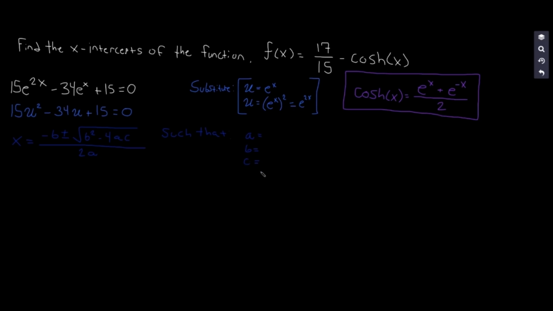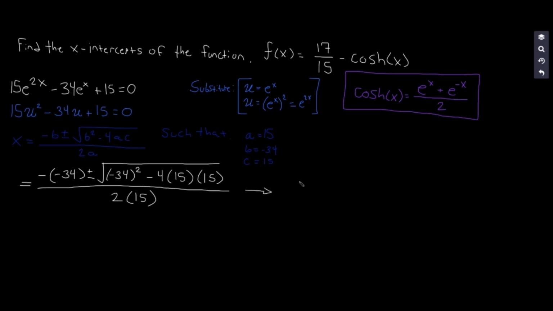Okay, so we have the quadratic formula written out and we need to identify the components. So A will be the first term, which means that A is going to be 15. B is going to be the second term, which means that it's going to be negative 34. Remember that negative sign comes with it. That looks terrible. There we go. And now we'll find C, and C is going to be 15, the last term. Let's plug everything in. I'm going to simplify.